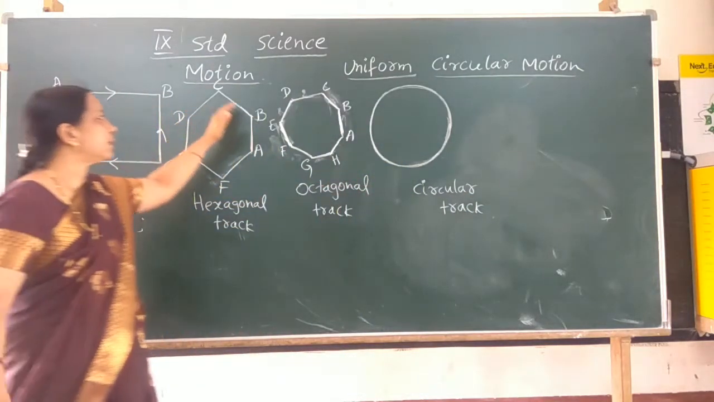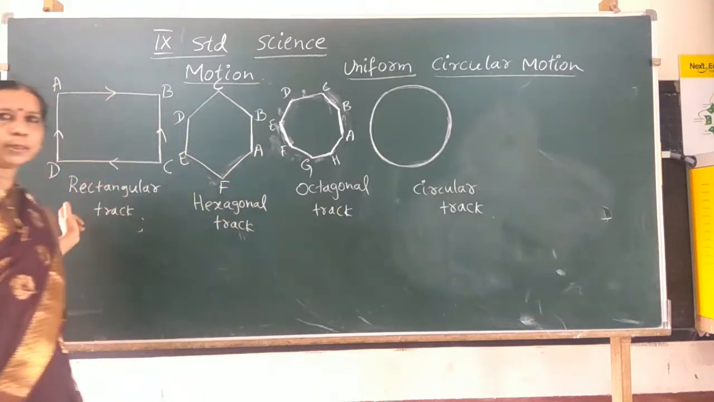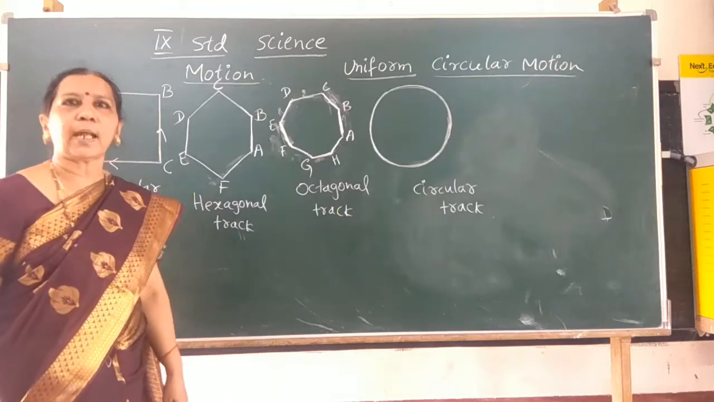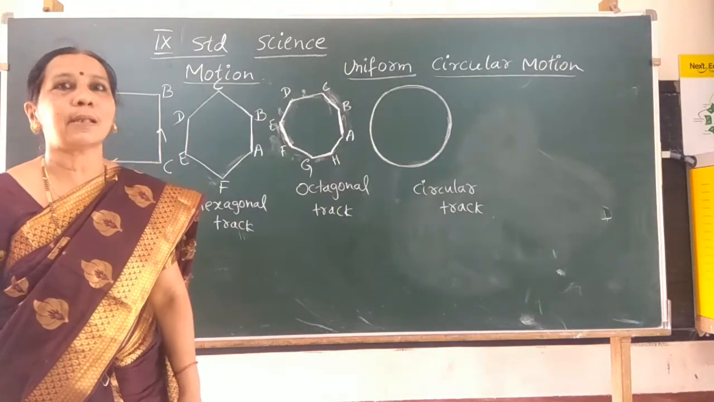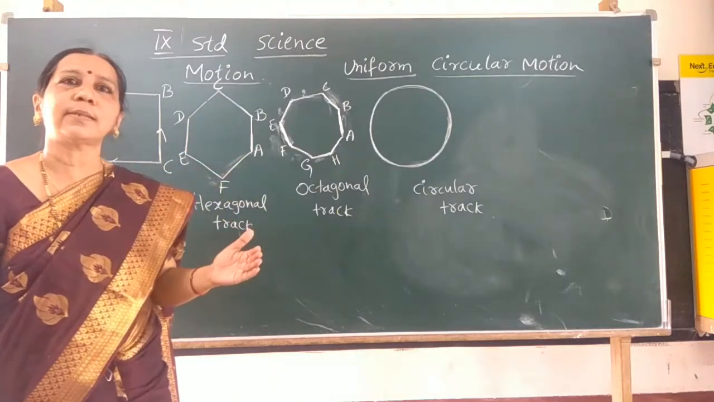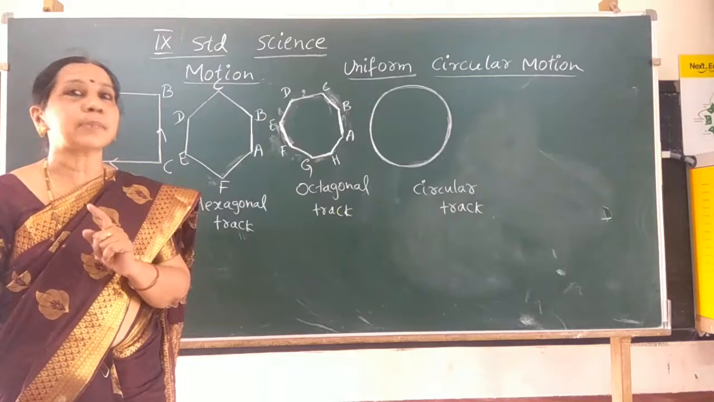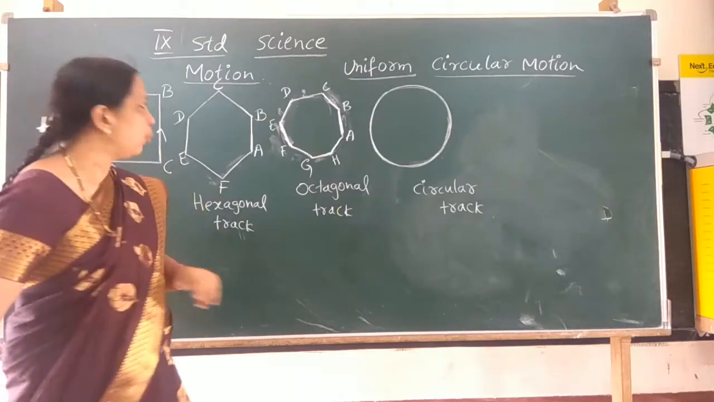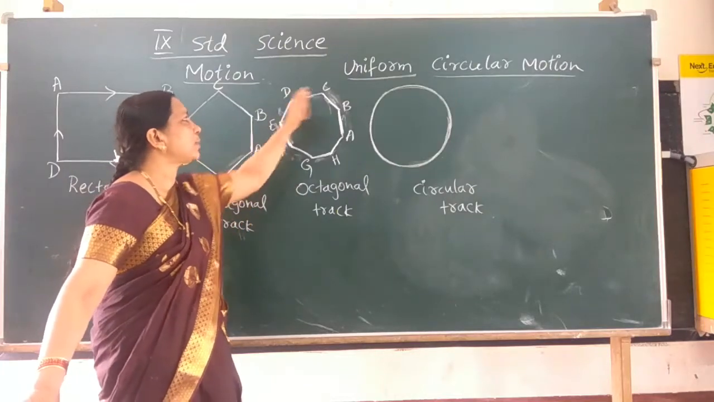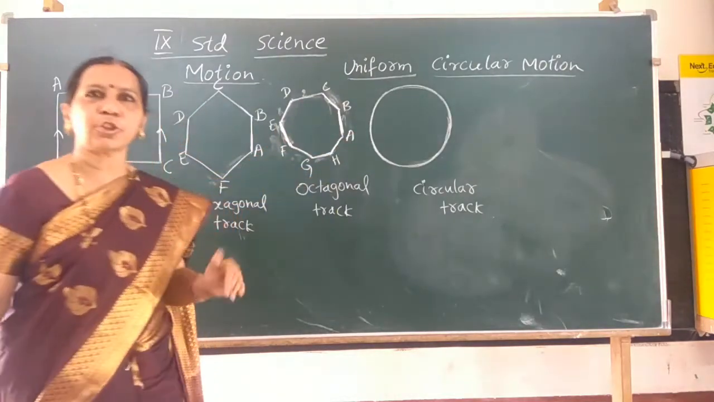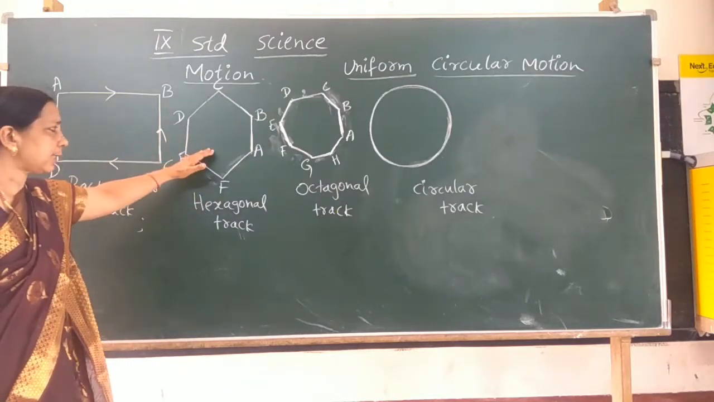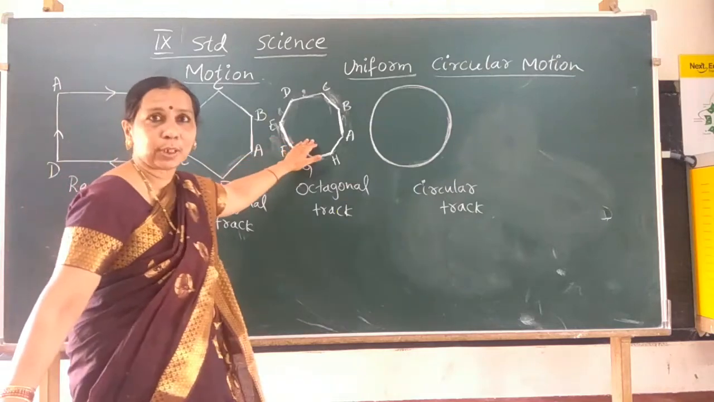Suppose the number of sides increases. Here 4 sides are there. Here 6 sides are there. How many times does the athlete change his direction of motion? Because 6 corners are there, 6 times he changes his direction of motion. If it is an octagonal track, how many times does he change his direction of motion? 8 times. Observe here, this is a rectangular track, this is a hexagonal track, this is an octagonal track.